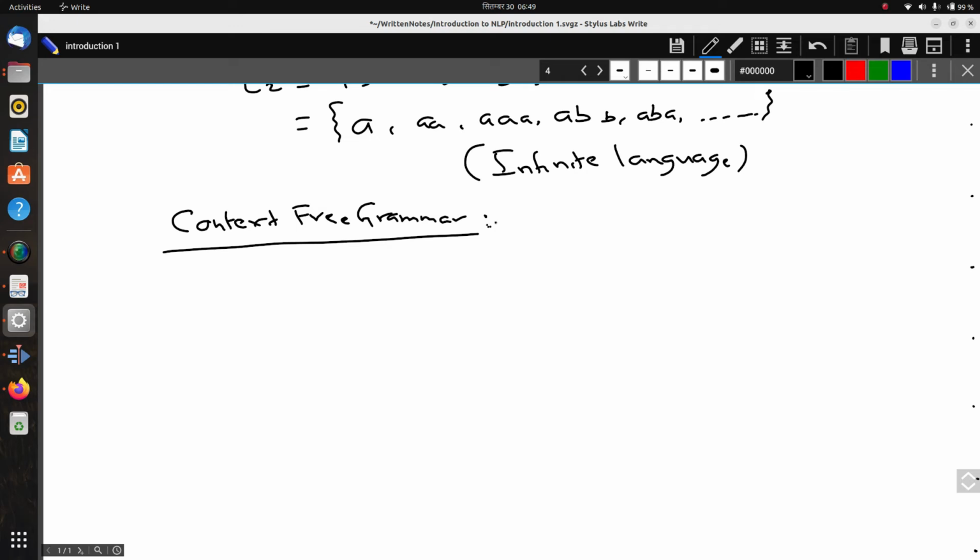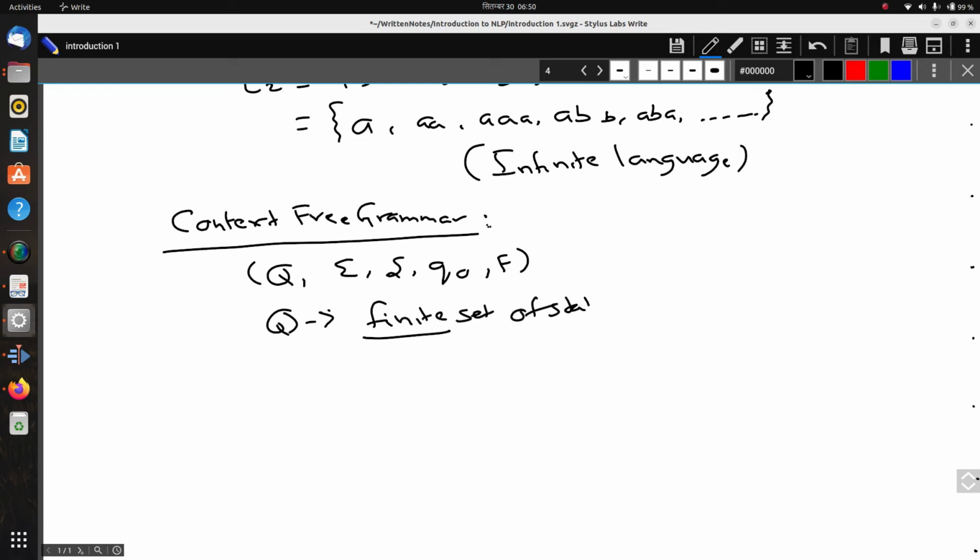So what is the context-free grammar? A formal definition of context-free grammar is that it is a finite automata which is a collection of 5 tuples. Those 5 tuples are Q, sigma, delta, Q naught and F. Now what do each of these symbols denote? Q basically denotes your finite set of states. Remember, finite set of states can be infinite here.